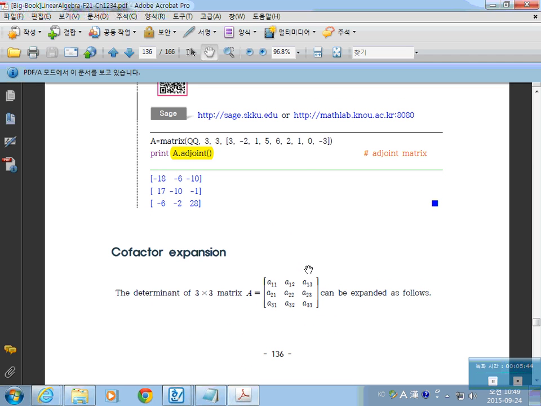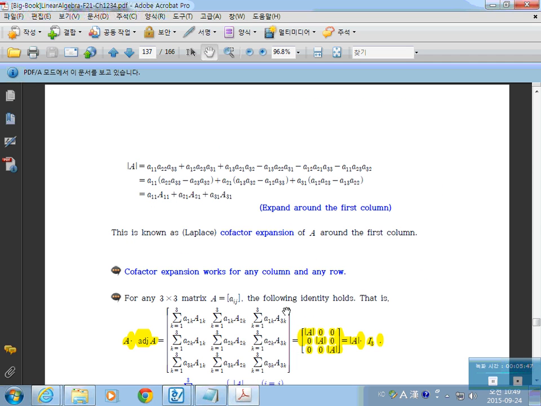Cofactor expansion. Suppose we have a 3 by 3 matrix like this. Then the determinant of A can be written in this way. For a 3 by 3 matrix, we have 3 positive terms and 3 negative terms like this. If we combine it in this way, then we see this is the cofactor of A11, this is the cofactor of the matrix A for the A21 entry, and this is the cofactor of the A31 entry like this. So this can be written in this way.